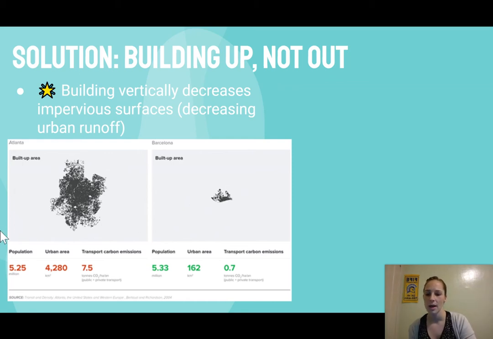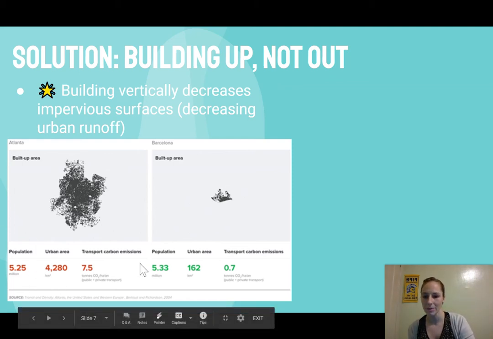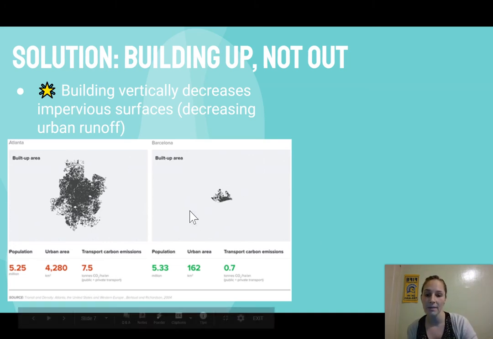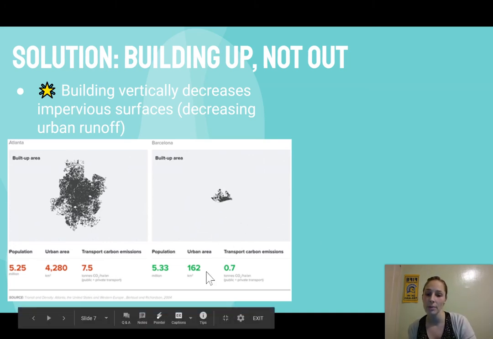a lot of impervious surfaces. And if you look at the population, it's actually very comparable to what we have in Barcelona. Barcelona even has more. The urban area of Atlanta is going to be over 4,000 square kilometers versus in Barcelona, where they have a lot more apartments and condos and where you build up. They have an even greater population, but their urban area is only 162 square kilometers.